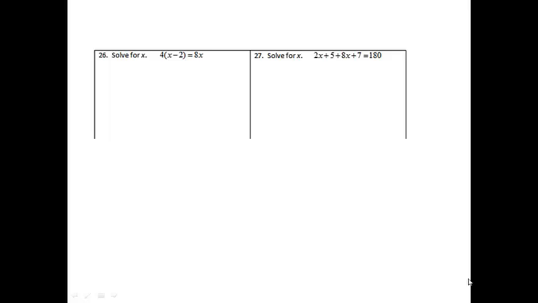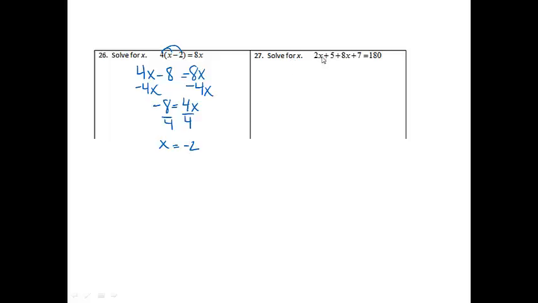Starting with these problems we're going to be solving. Number 26 says to solve for x. So the first thing that I'm going to do is distribute. To get rid of the parentheses, I'm going to get 4x minus 8, because 4 times 2 is 8, equals 8x. I now need to get the x's on the same side, so to get rid of a 4x, I'm going to do minus 4x. And so I'll get negative 8 equals 8x minus 4x is 4x. And then to get x by itself, we will divide both sides by 4. So I'll get x is equal to negative 2.